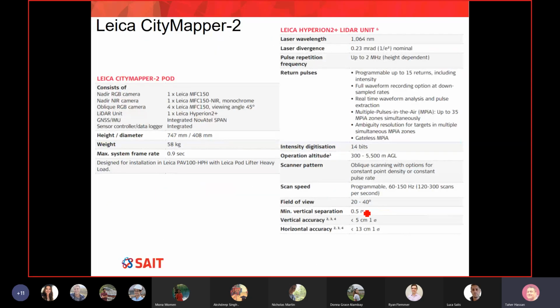Other specifications, for example, we have here an accuracy of 5 centimeter for vertical accuracy, so that when we get elevations from my model, it is plus or minus 5 centimeter.